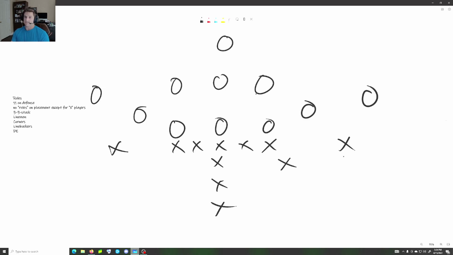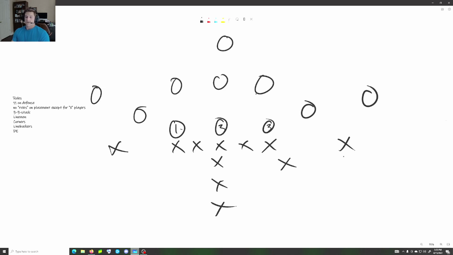So if we work through our progressions and responsibilities, we'll go through our calls first. The first call is to the linemen, these 3 linemen right here. We're going to call left, right, spread, or pinch. That is it. Those are the 3 calls we have.